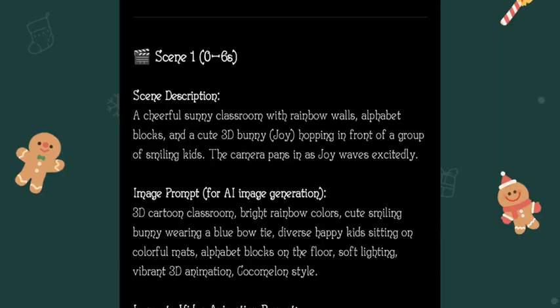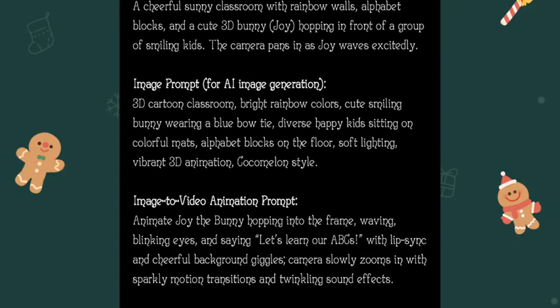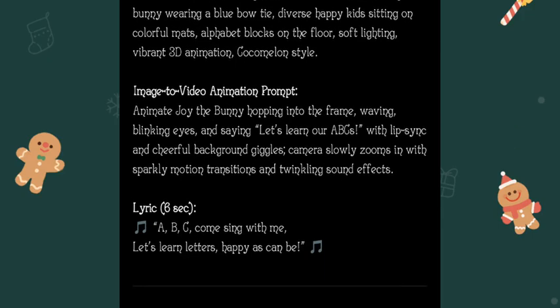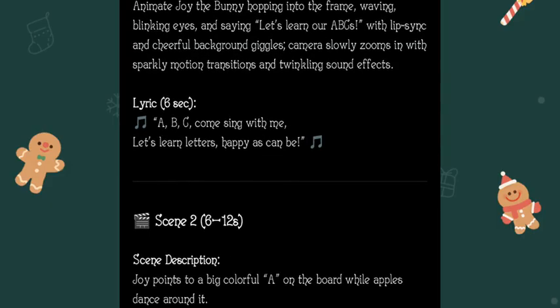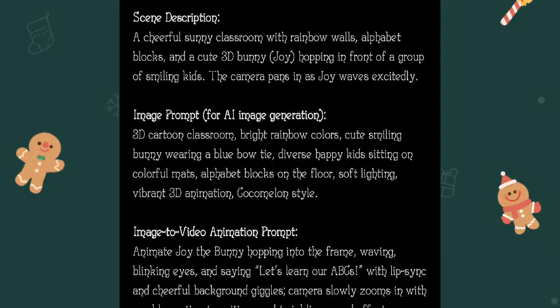Now, as you can see what ChatGPT gives to us, this is our scene 1. This is the description. This is the image prompt here. This is the image to video prompt. This is the music lyrics that will fit the video. Now, what we need to do is copy this first image prompt here. We are going to copy it right now.